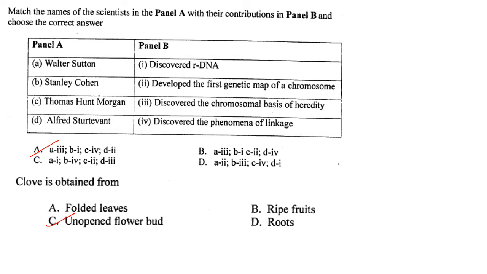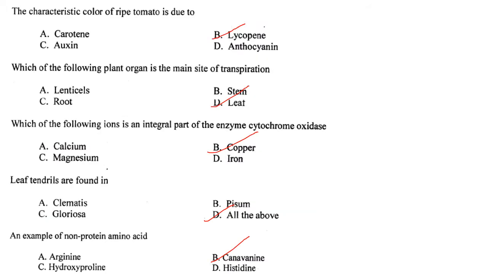That is Alfred Sturtevant. He developed the first genetic map of a chromosome. So A3, B1, C4 and D2. That gives option A as the correct answer. Cloves is obtained from unopened flower bud. That is cloves. Answer is option C. The characteristic color of ripe tomato is due to lycopene.